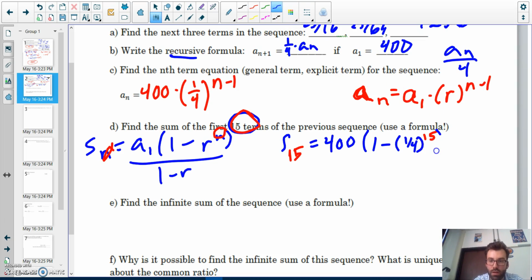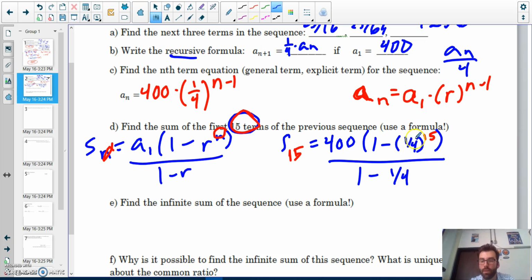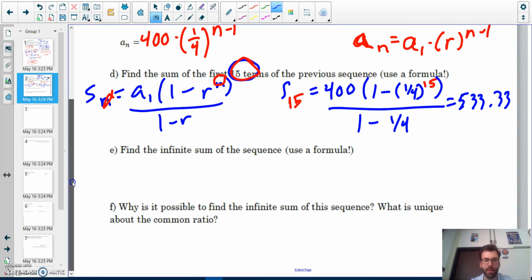Make sure you're doing what's in parentheses first. I want to do my exponents: 1/4 or 0.25 to the 15, and do 1 minus that answer, and then multiply it by 400, and then divide it by 0.75, and you should get about 533.33. Maybe like 335 or something like that.